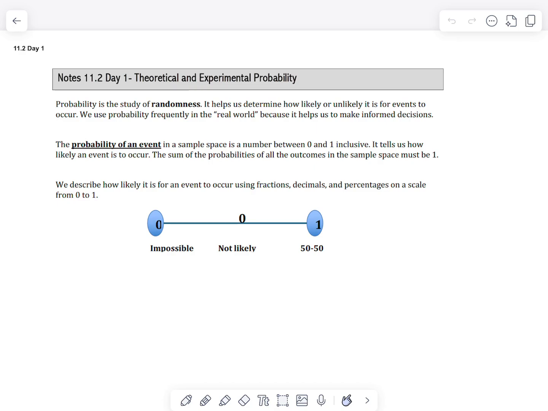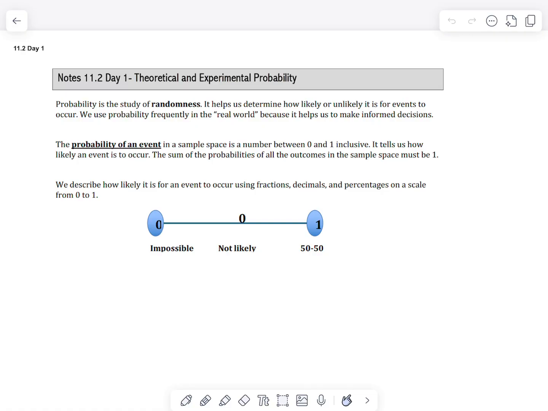All right, this lesson is on theoretical and experimental probability. Probability is the study of randomness. It helps us determine how likely or unlikely an event occurs. We will use probability frequently in the real world because it helps us make informed decisions.